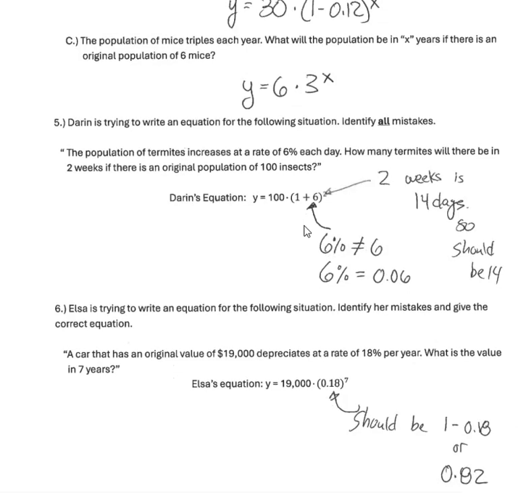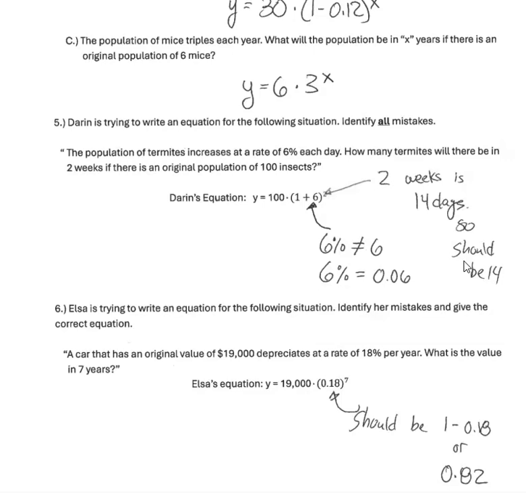And then we are simply trying to find the mistake that Elsa made here. It says the car is valued at $19,000 and depreciates at a rate of 18% per year. What is the value in 7 years? You can see that the original was put in correctly. They put the 7 in the correct place, but they thought that an 18% decrease was 0.18, when really you're supposed to do 1 minus 0.18, leaving you with 0.82.